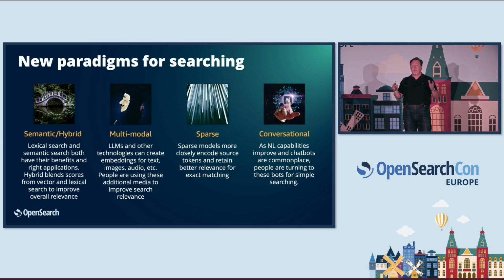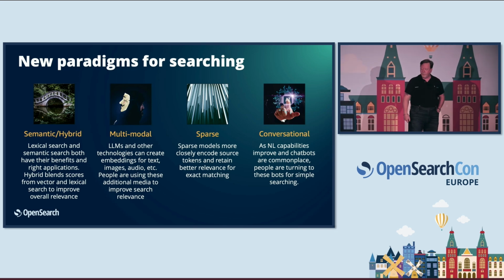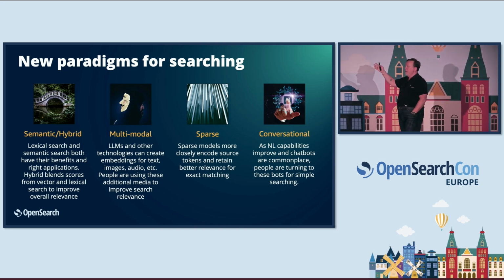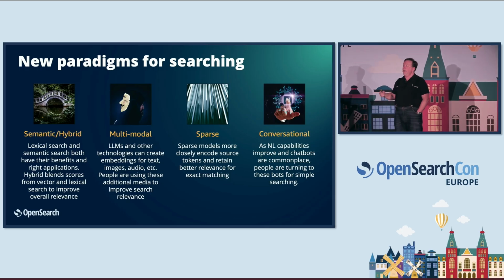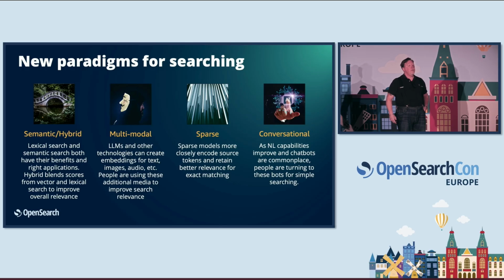So in the search world, this embedding technology and large language models have brought a number of new paradigms for searching. The first of those is semantic. That's the example that we gave. Semantic search brings in context, where words are represented as vectors based on the surrounding words and the word itself, and it helps capture the meaning for that word.